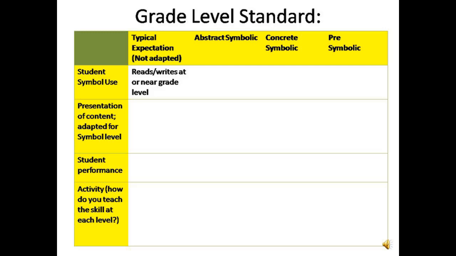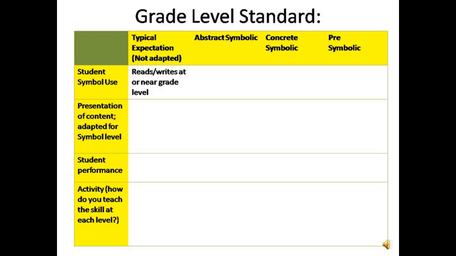The typical expectation is also at the top of the chart. These columns will be used to plan instruction for students that may fall into each of these categories as a means to access the curriculum. Along the side of the column is the planning part of the chart. From the top down: student symbolic use, presentation of content, student performance, and how the activity or lesson will be taught at each level.